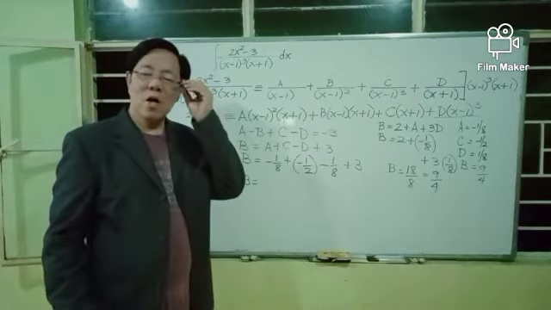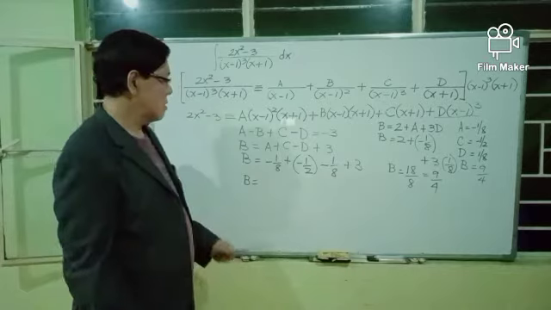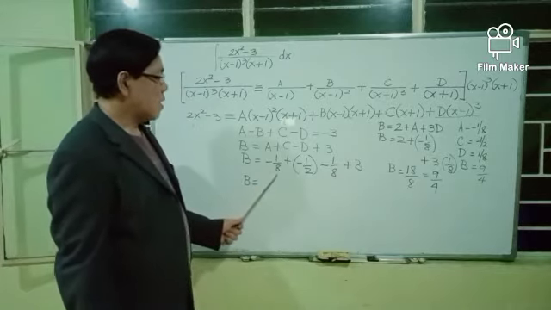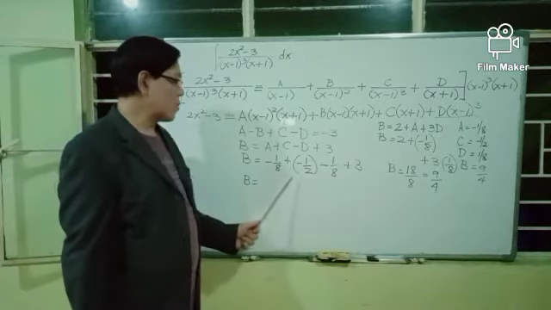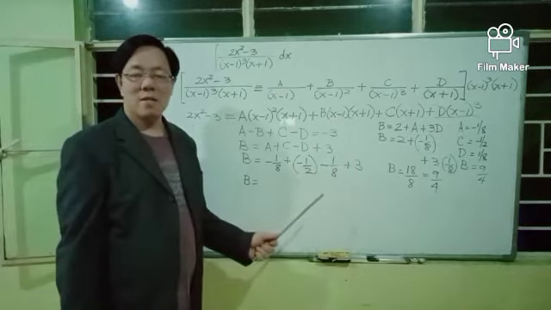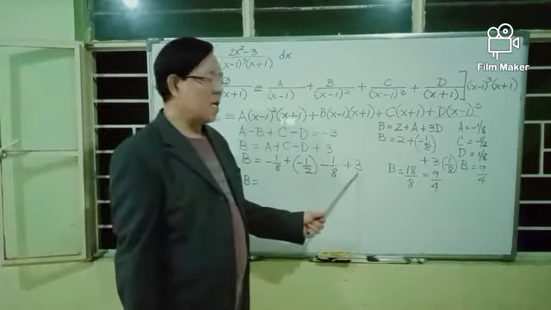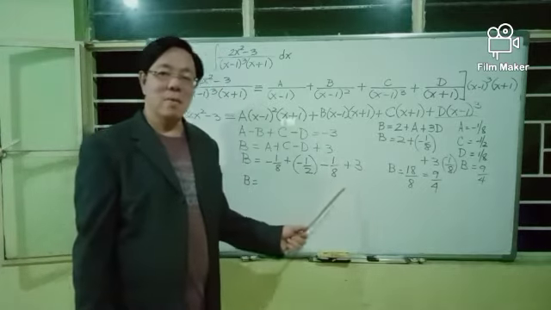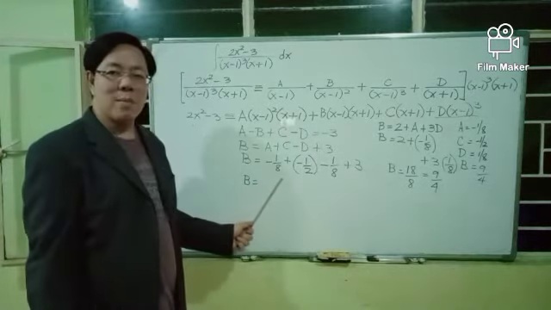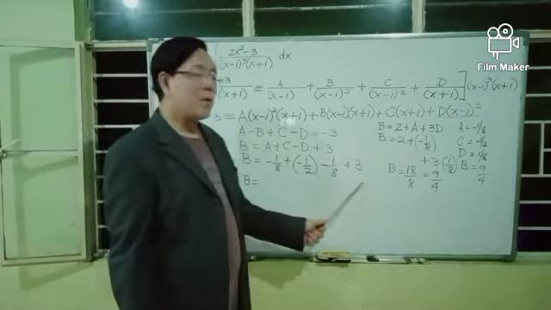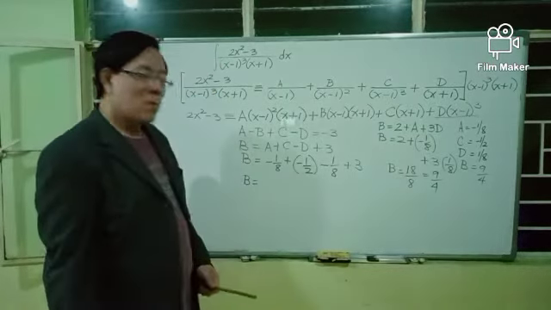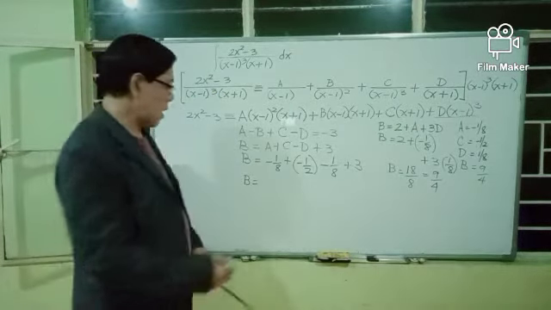Now we want a common denominator of 8. Here the LCD between 8 and 2 is 8, the lowest number that can be divided by 8 and 2, and the denominator of 3 here is 1. The lowest number that can be divided by all the denominators, 8, 2, and 1, is 8. So we want a common denominator of 8.